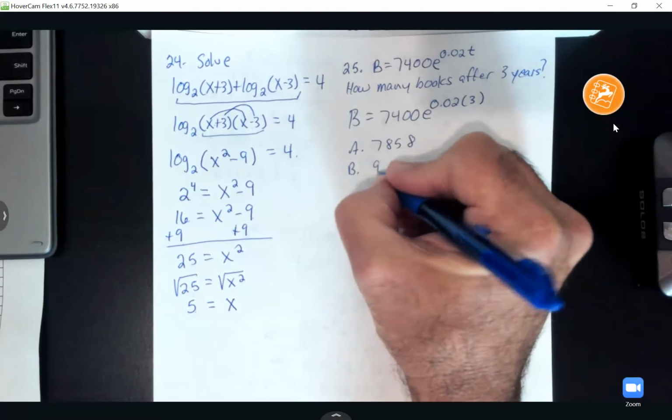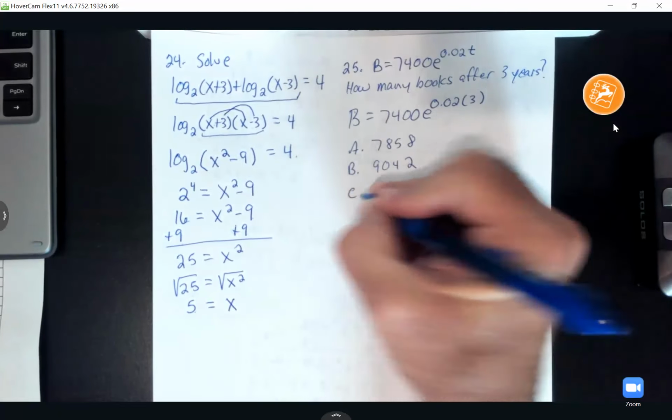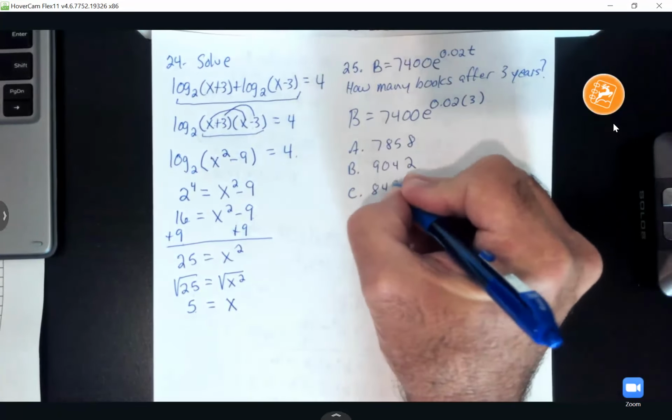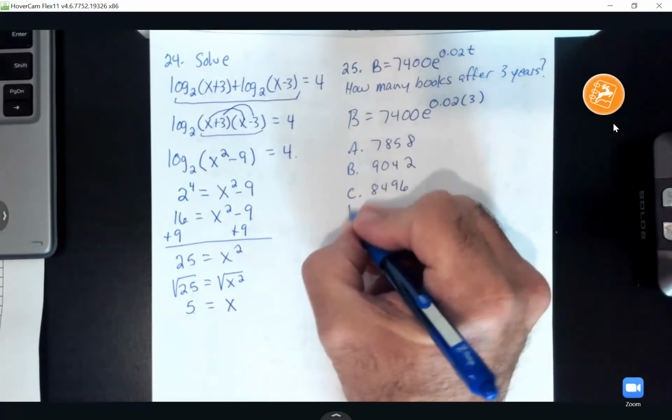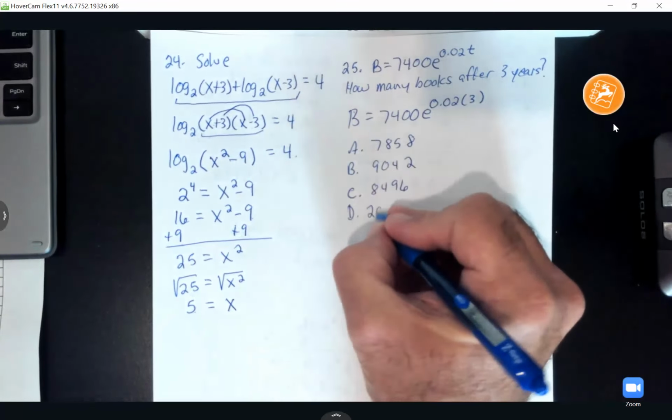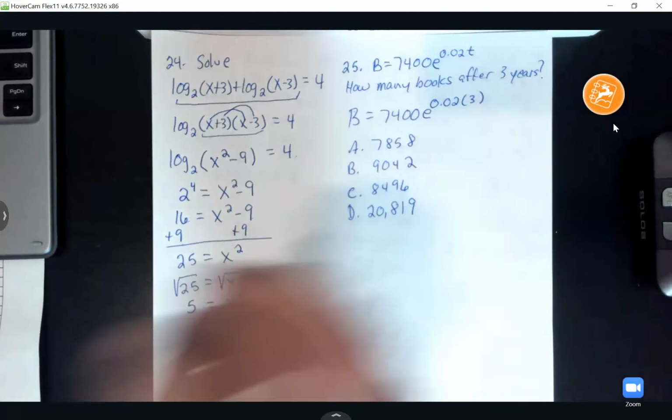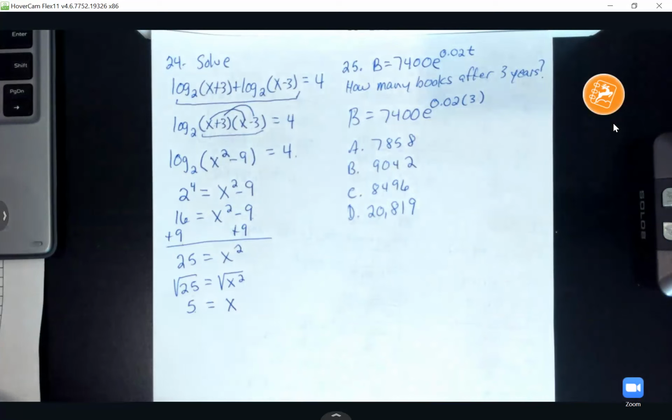B, I got 9,042. C, I got 8,496. And then D, I got 20,819. So if any of y'all got a calculator, punch that in and see what you get, and see if we're going to go with A, B, C, or D. And then I'm going to be punching that on mine while y'all are doing y'all's.